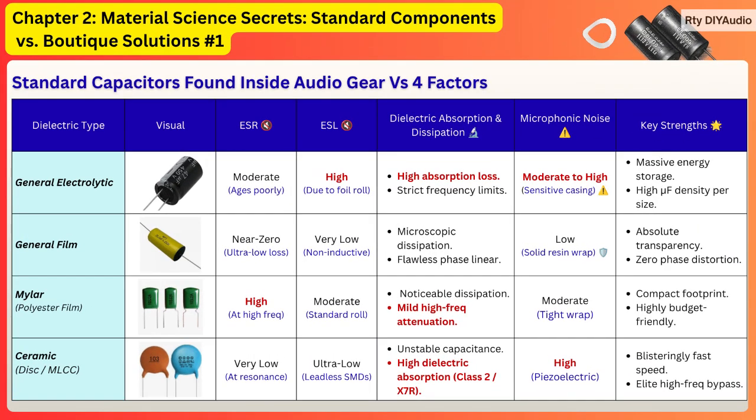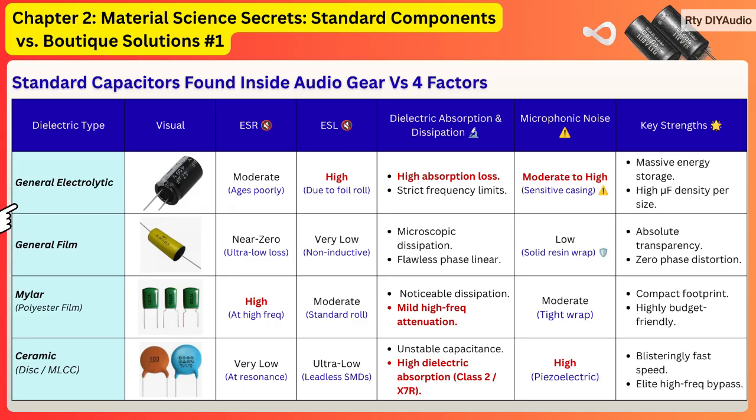Let's unlock Chapter 2, Material Science Secrets, focusing on standard components versus boutique solutions, Part 1. To master the art of modification, we must first analyze how standard components, found inside generic audio gear, introduce hidden performance bottlenecks. Look at the matrix carefully.